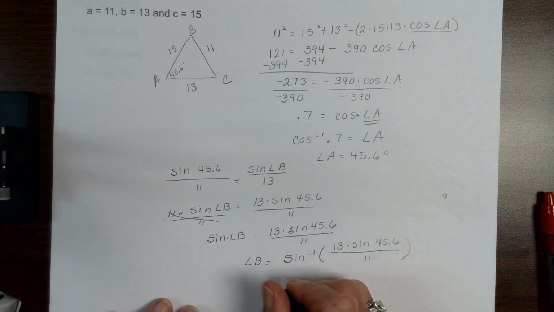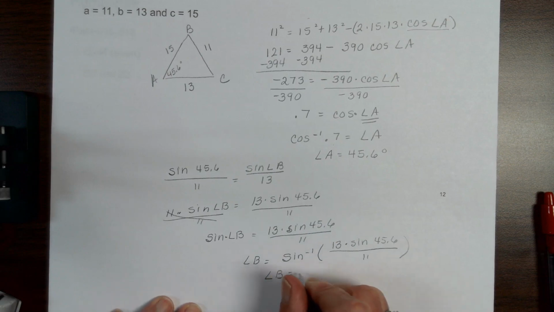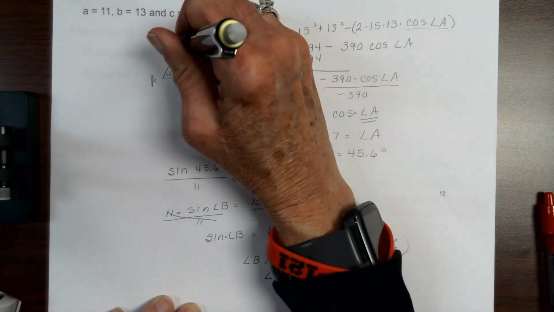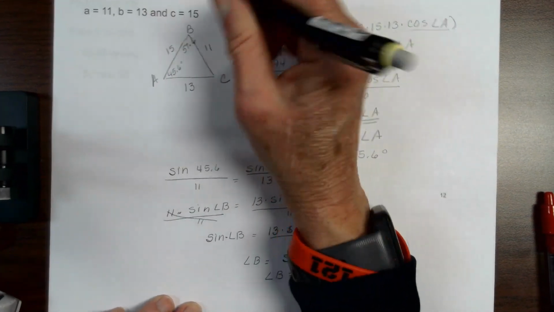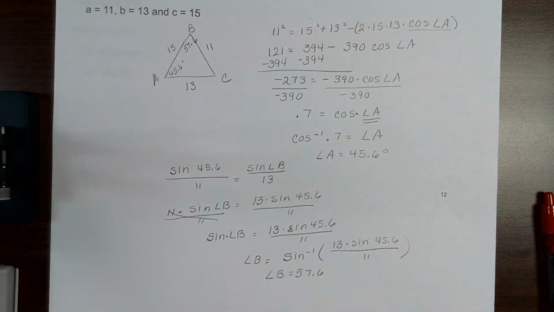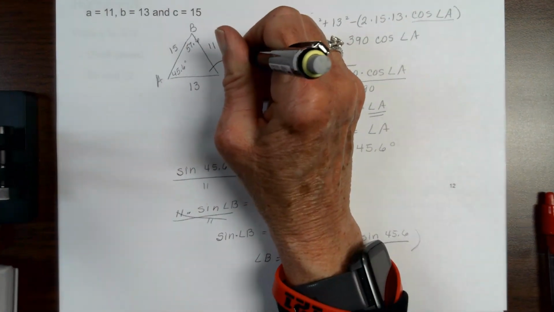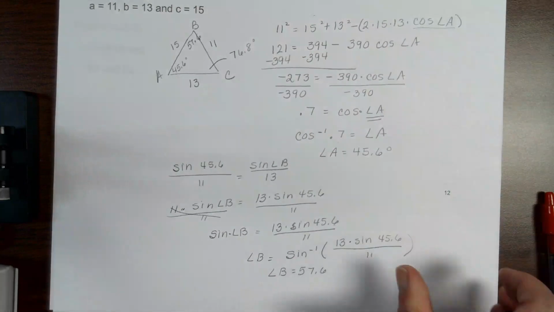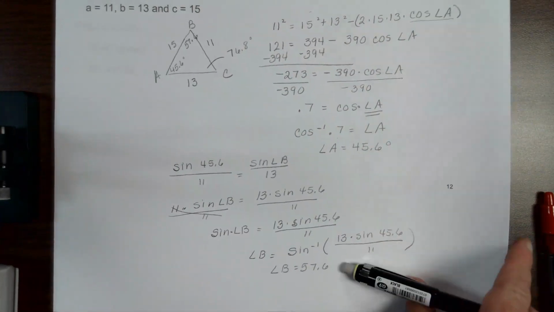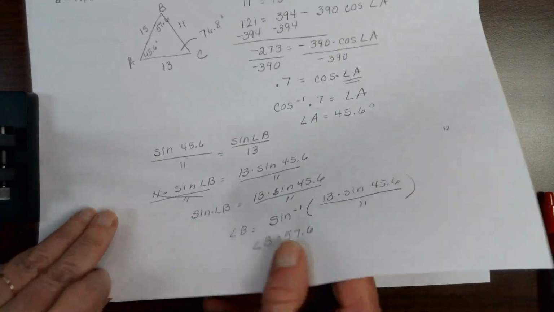It's going to give me angle B is equal to 57.6. And then all I would have to do is subtract those both from 180. So 180 minus 45.6 minus 57.6 is going to give me 76.8 there for C. And then you've solved the triangle using both law of cosines and law of sines.